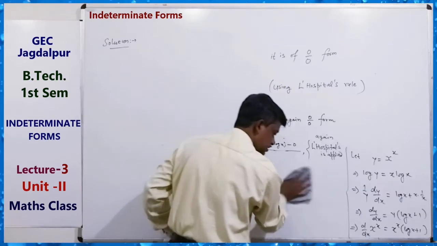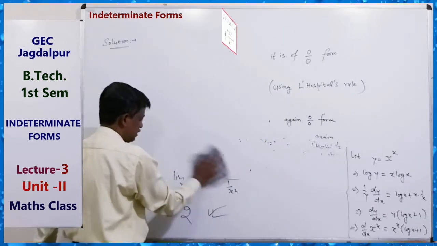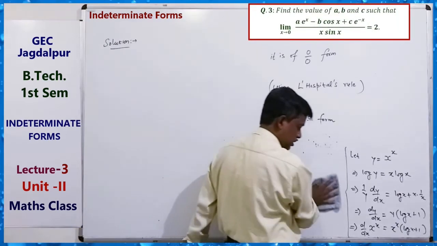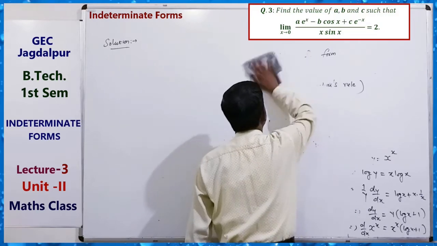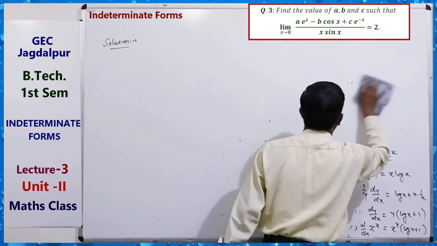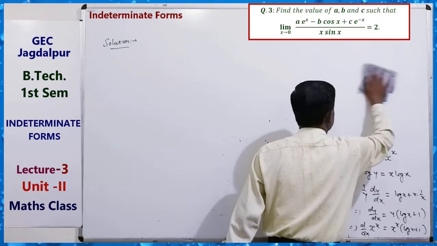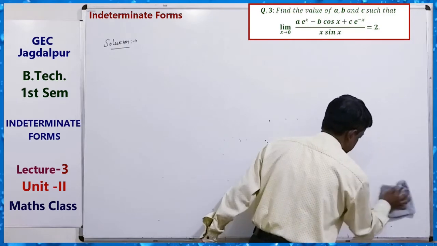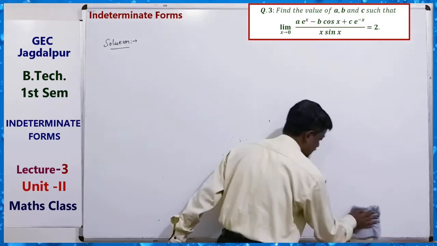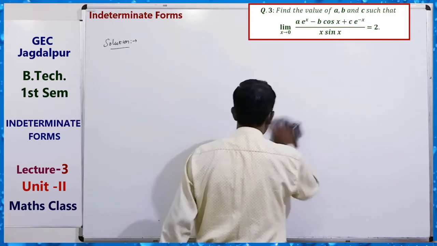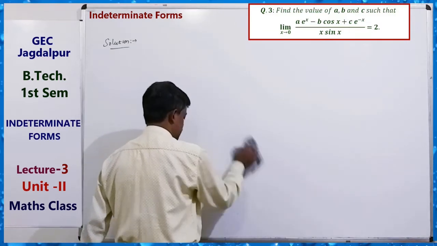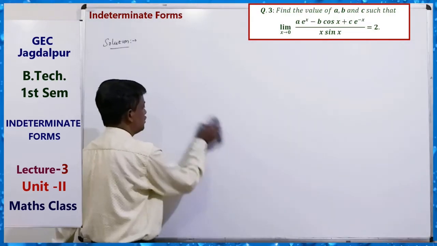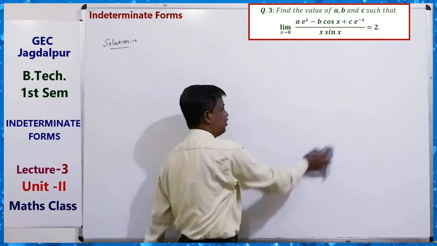This question third is, determine the values of a, b, c so that the limit of this is 2 as x tending to 0. So here we have to find the values of a, b, c. Here constants are given in the fraction. We just have to find a, b, c provided its limit is 2 as x tending to 0.